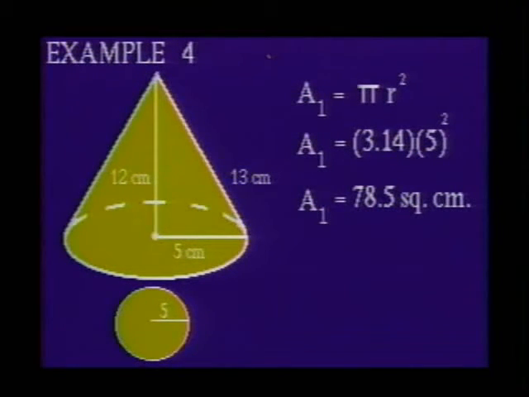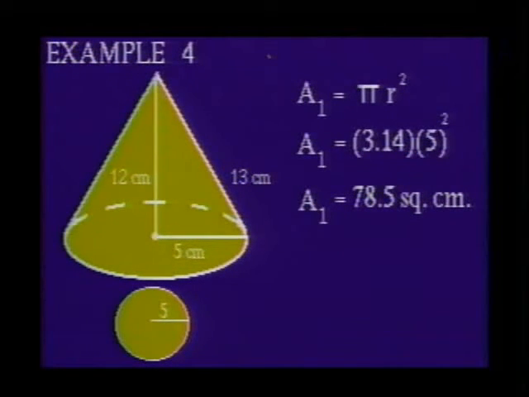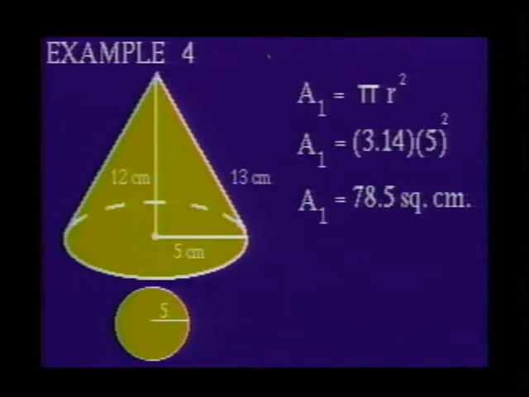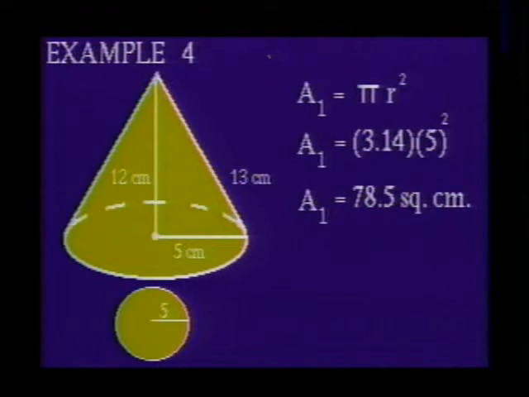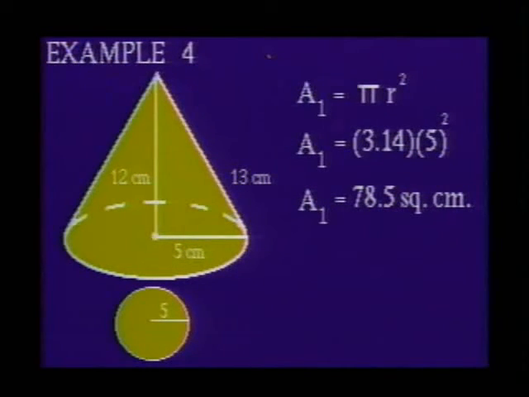Substituting the given value of r and using 3.14 for the value of pi, we can write a sub 1 is equal to 3.14 times 5 squared. Then solving for a sub 1, we find the value of a sub 1 is 78.5 square centimeters.